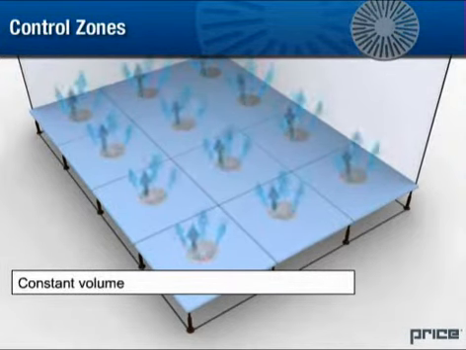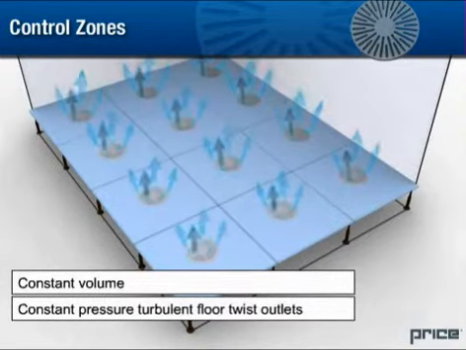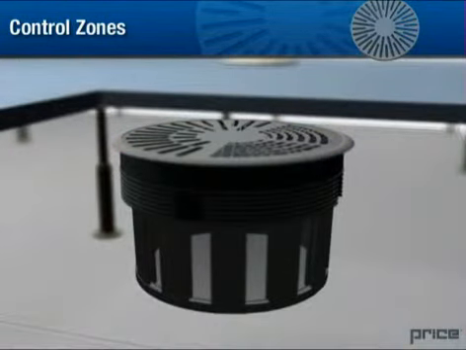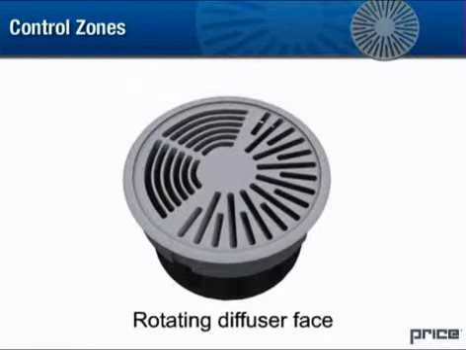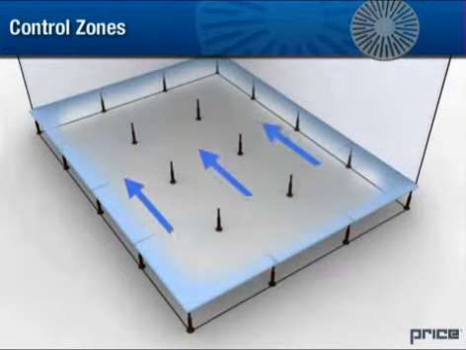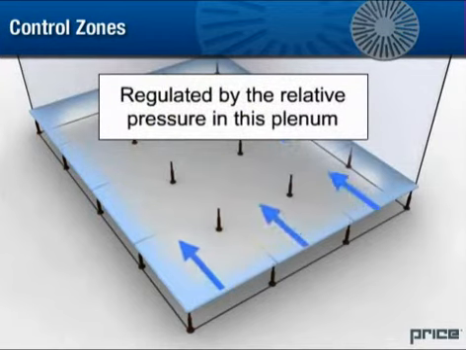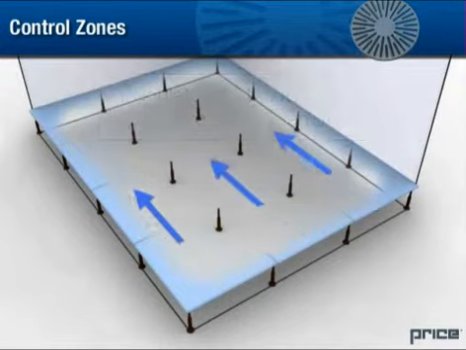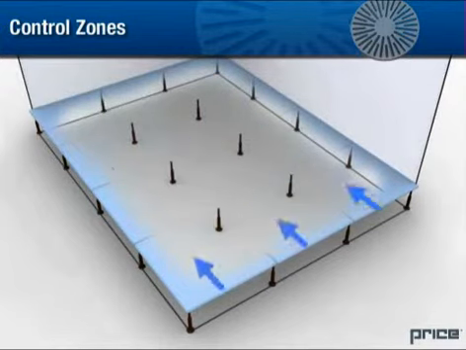A typical interior zone consists of constant volume turbulent floor twist outlets installed in a large common plenum space. A distributor basket and damper can be provided for individual volume and directional control, and in some cases can be adjusted by rotating the face of the floor outlet itself. In this application, the entire plenum space is treated as one zone, and under fluctuating loads, the amount of air delivered to the space is regulated by the relative pressure in the plenum, modulated by a single control point. This method is preferred for most applications as it is the most economical.